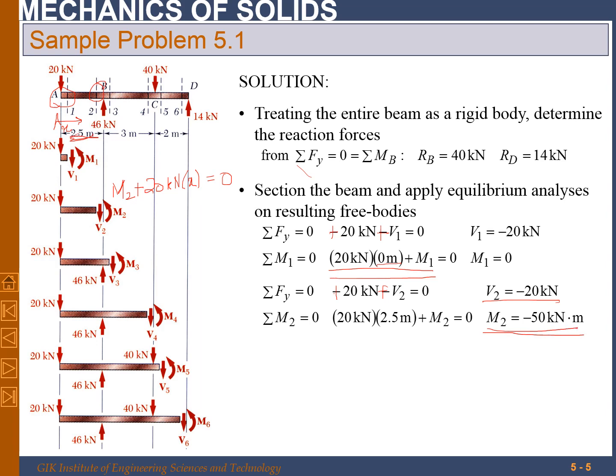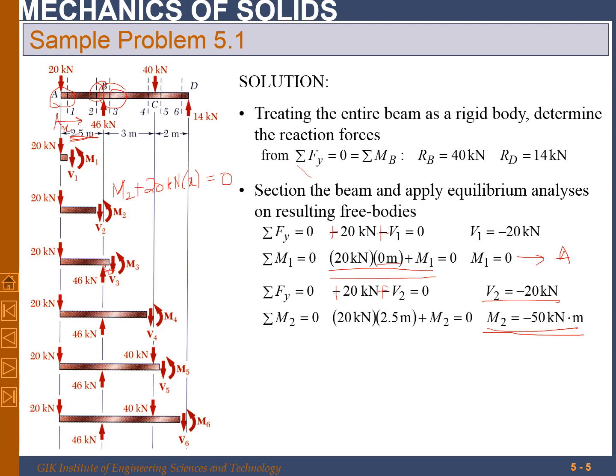So what does it mean? That moment will be 0 at A, and it will change linearly, and it will be minus 50 kilonewton meter just before B. Okay, now the third section we will take just after the load. This distance is almost negligible, so we are taking just after B, as shown over here, and we draw the free body diagram.